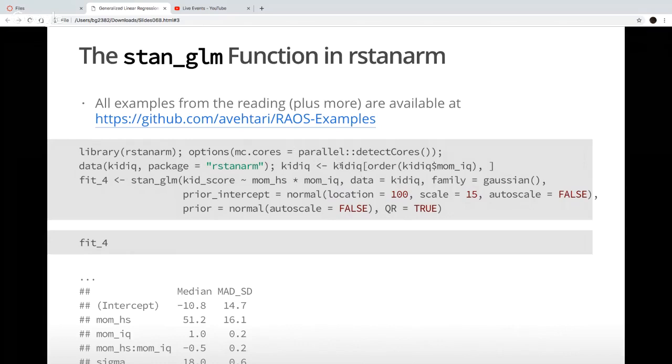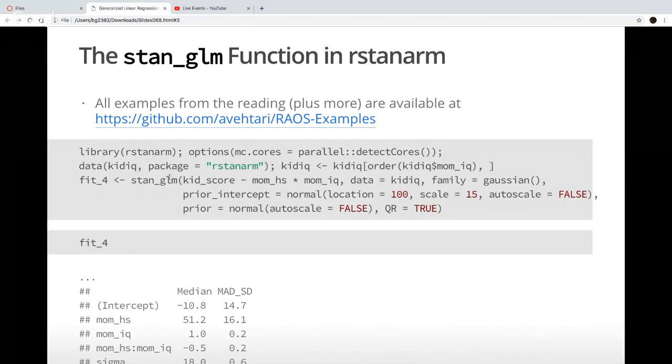I put the Kid IQ data set in order of the mother's IQ. That's just for plotting purposes later. Anyway, the point of this relatively simple model is to try to get at the relationship between how well a baby or maybe other small child does on some standardized test as a function of the baby's mother's IQ and whether the baby's mother graduated from high school. So mom_hs is a dummy variable indicating graduate from high school. I want to estimate a model that has the interaction of those two things.